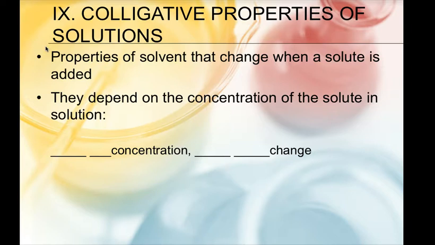And that depends on the concentration of the solute. In other words, how much solute is in the solution. So the greater the concentration of the solute, the greater the change is going to be. And there's two things that will happen. It will raise the boiling point above 100 degrees Celsius, because that's the normal boiling point of water, or it will lower the freezing point to below 0, because 0 is the normal freezing point of water, which means it would be a negative value.